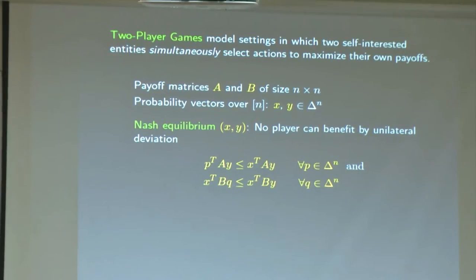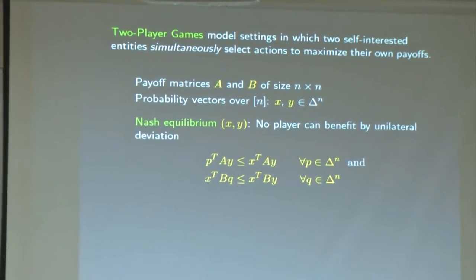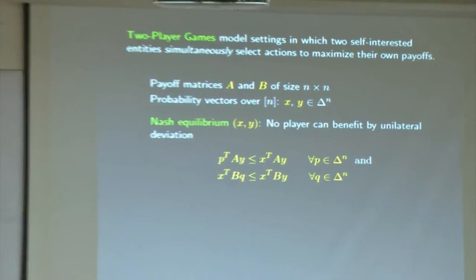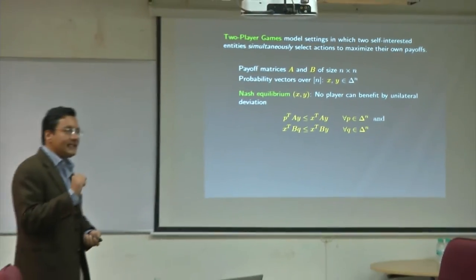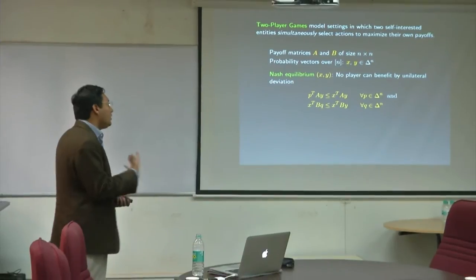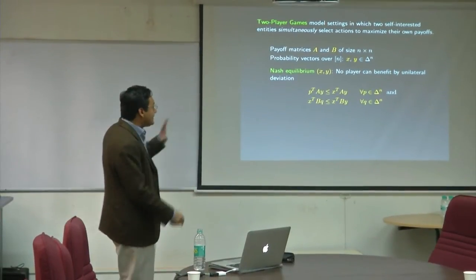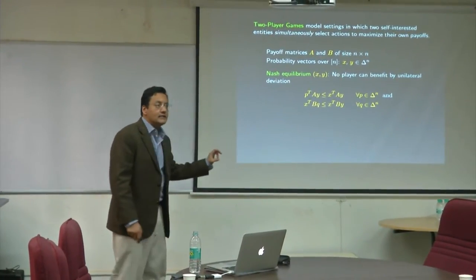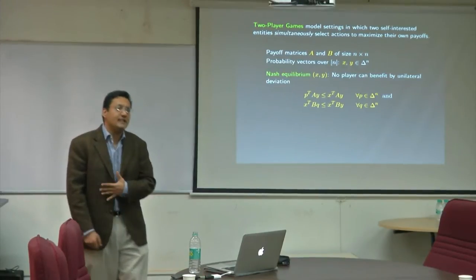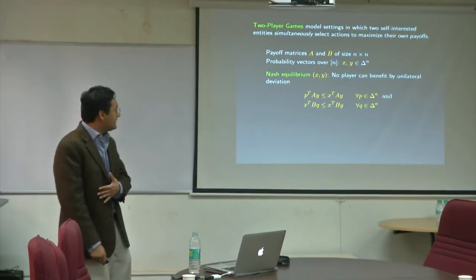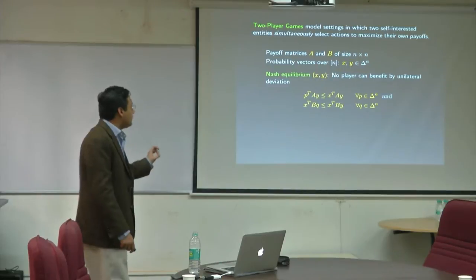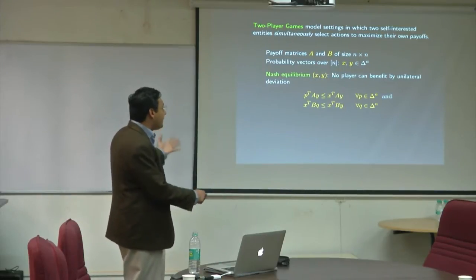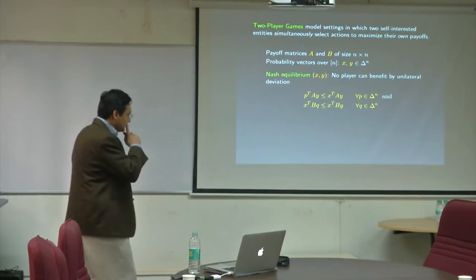So now from a technical standpoint, the problem of computation of Nash equilibria is the following. I'm given two matrices A and B, and I want to find two distributions X and Y that satisfy these inequalities. And as I mentioned, this is a computationally hard problem. It's unlikely that there exists an efficient polynomial time algorithm that finds such distributions.